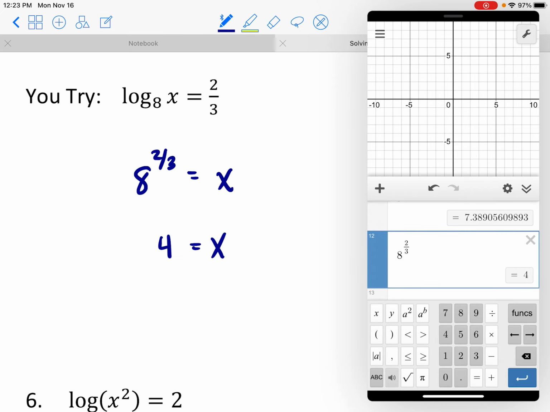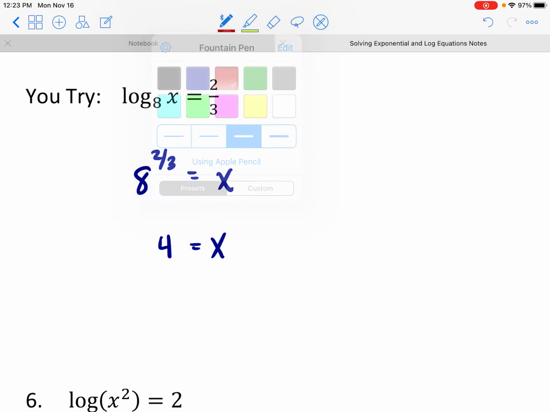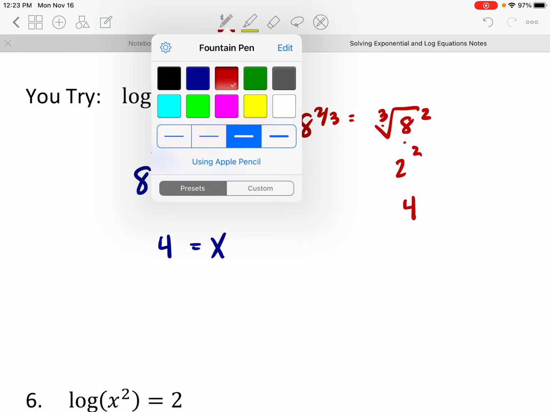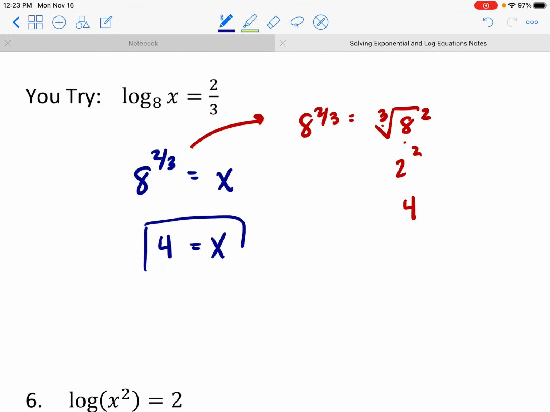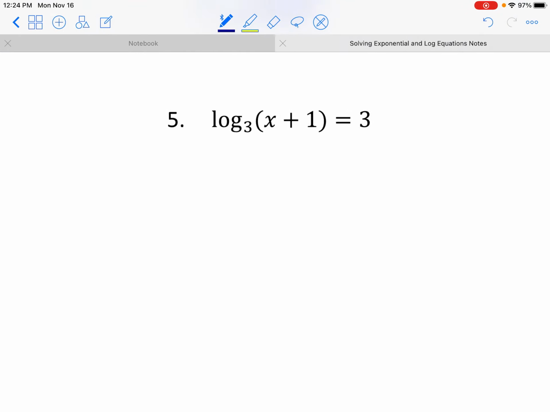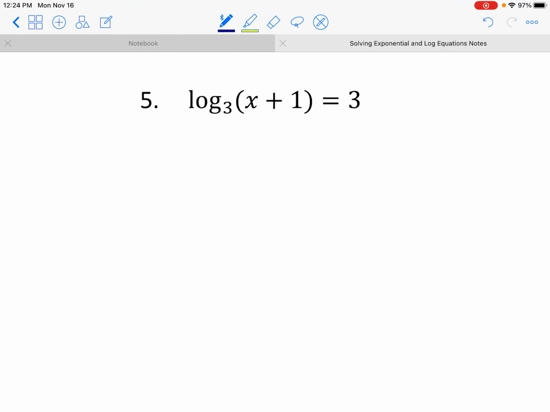Now, why does this end up being exactly 4? Remember, 8 to the 2/3 power is equal to the cube root of 8 squared, and the cube root of 8 is 2, and 2 squared makes 4. Okay, so some old stuff coming back here, but you do have a calculator that will evaluate for you, so not to worry.